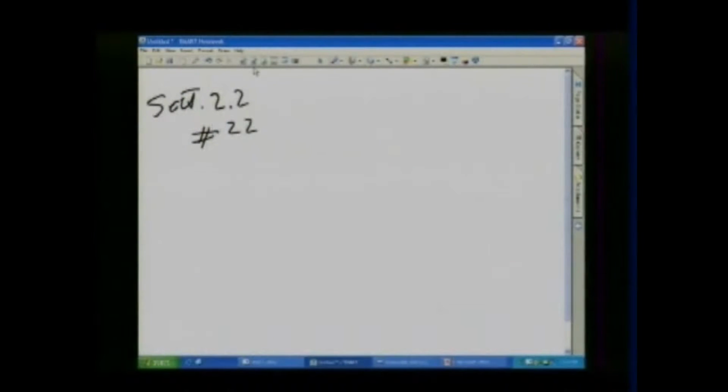Okay, now we are going to move to section 2.2, which is talking about the equation of a line, and do problem number 22, for example. Here in this chapter, they talk about the equation of a line. Again, equation of a line normally takes this form: y is equal to mx plus b, where m is the slope and b is the y-intercept.